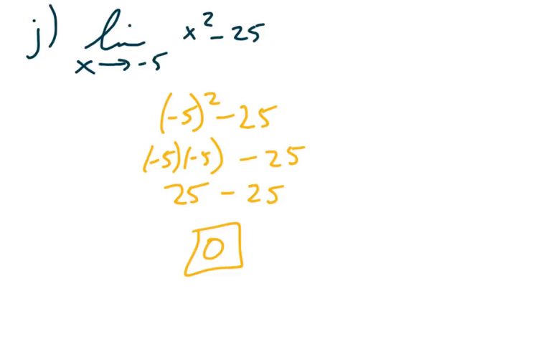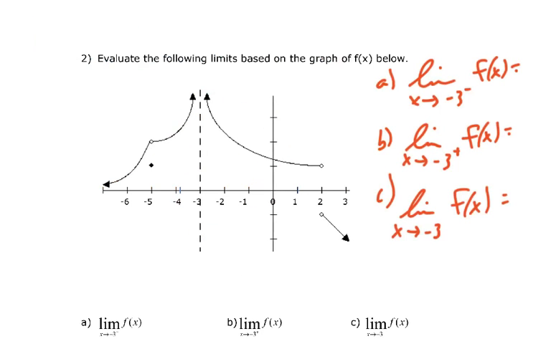Let's move on to the second page. All right, guys, so now we are looking at the graph on the back page. Questions A, B, and C we're asking as the limit as x approaches negative 3. Well, here is negative 3. And the first thing that I noticed here is that I have this vertical asymptote.